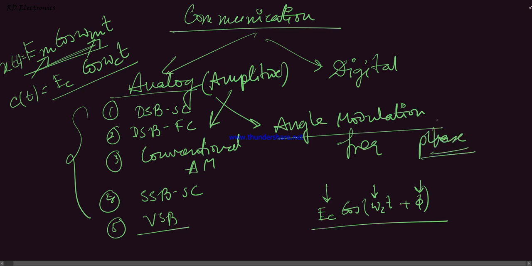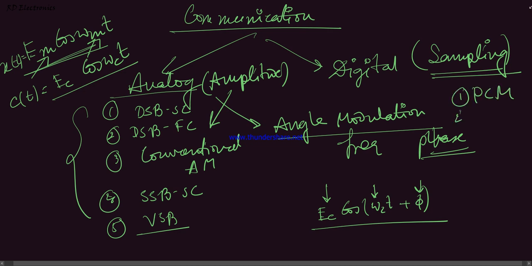But in digital communication, first of all we convert the analog continuous signal to an analog discrete signal. This is done with the help of the sampling theorem or sampling process. After sampling, we use different types of transmitting end hardware like pulse code modulation, pulse position modulation, pulse width modulation. Different types of approaches are used in digital communication.